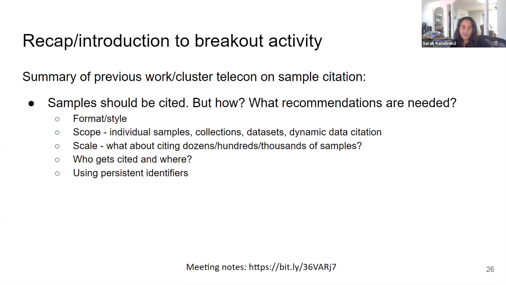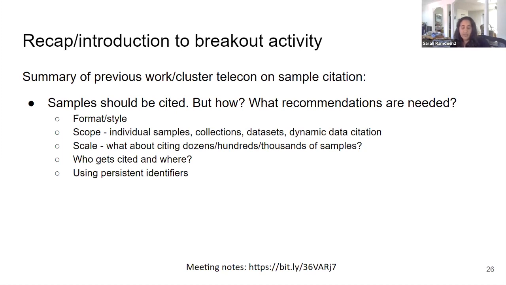What is included as far as the format and style of the citation? What's the scope? Is it an individual sample, collection, data sets? Is it a dynamic data set? That might vary for different domains, and so we might need to have recommendations for each of those types. And then along with the scale as well, again, we might need recommendations.